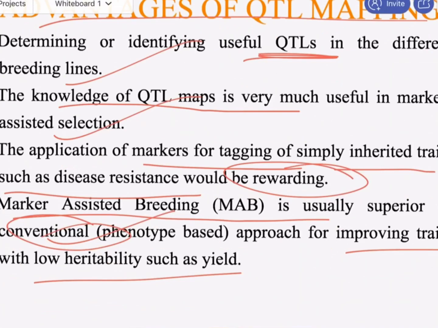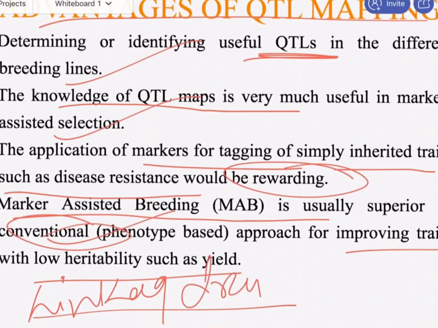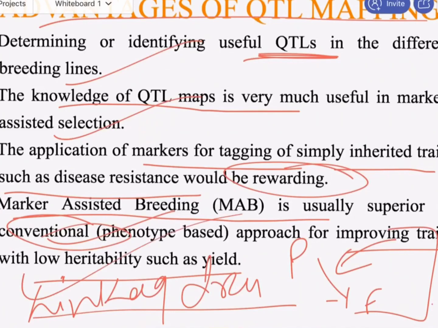With QTL mapping, we also overcome the problem of linkage drag. Now, what is linkage drag? Linkage drag is the phenomenon when, while transferring the favorable character from parents to offspring, some undesirable genes are also attached with the desirable one, and the removal of undesirable genes from the desirable one is known as linkage drag. So, with the help of QTL mapping, we can overcome the problem of linkage drag.